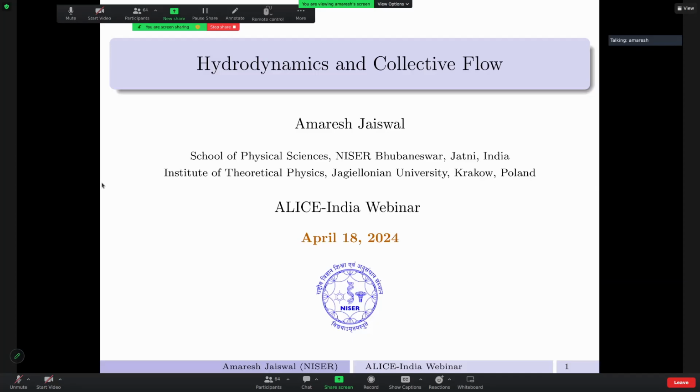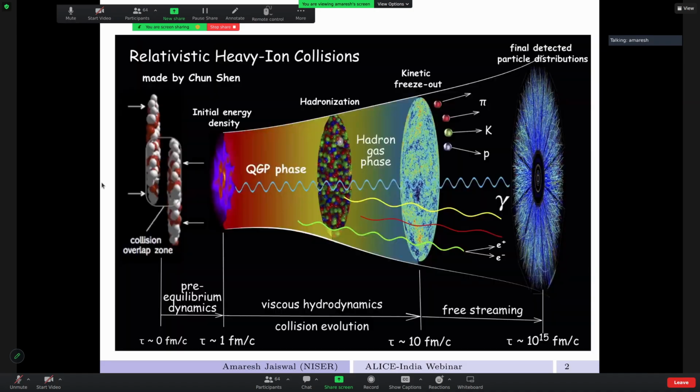I will talk about hydrodynamics and collective flow in heavy ion collision. So it will be at a very basic level. This I must declare before I begin, and it may be boring for some of you, but please bear with me. Okay. So let me start with this picture you have seen maybe hundreds of times already.